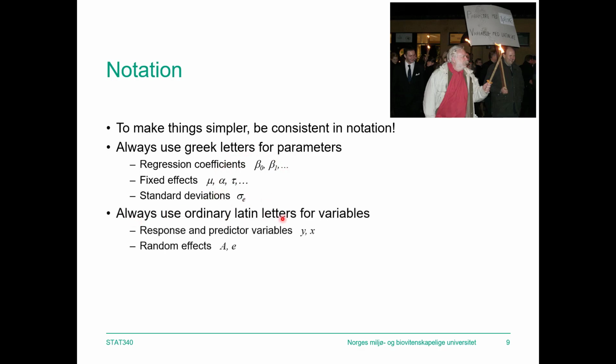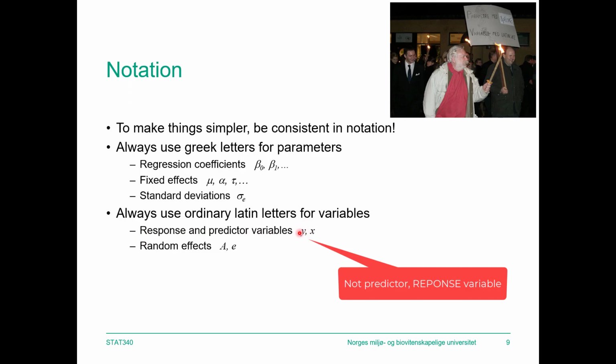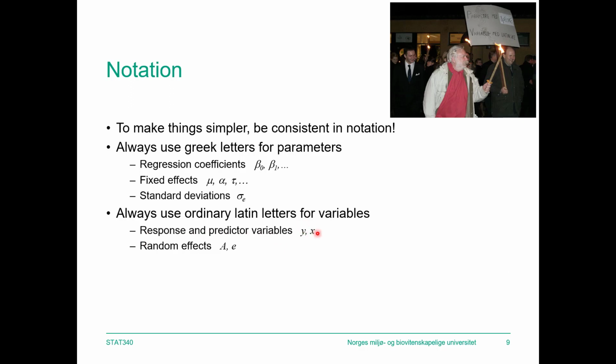On the other hand, if you have variables, random variables or fixed variables, we use the ordinary Latin letters. So, for instance, the response variable is always called y, and predictor variables are typically called x, and these are ordinary letters, right? Random effects, I try to always use A, B, C, and so on, except for this error term that we saw from the first day.